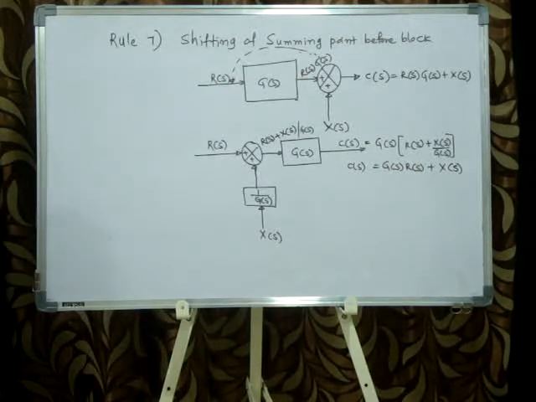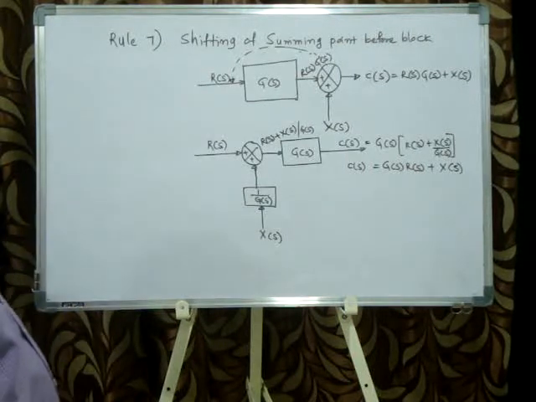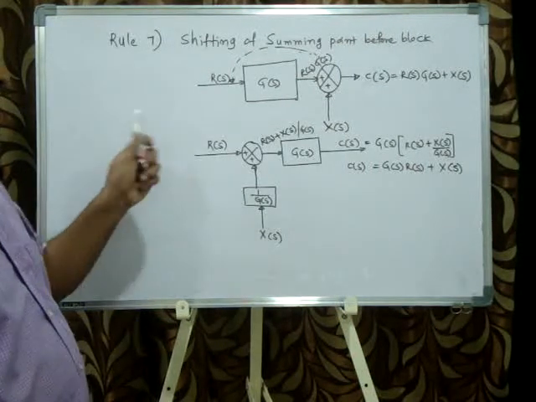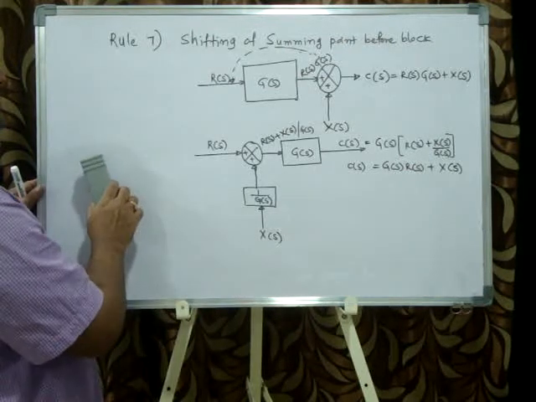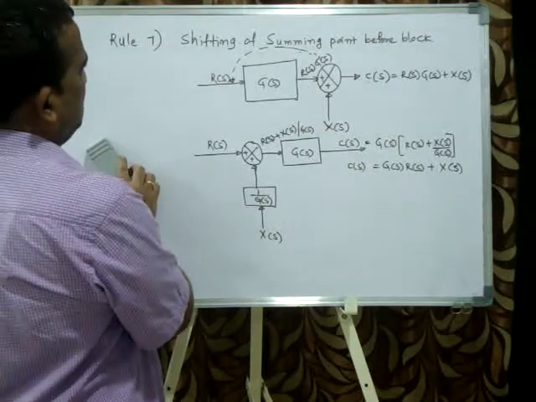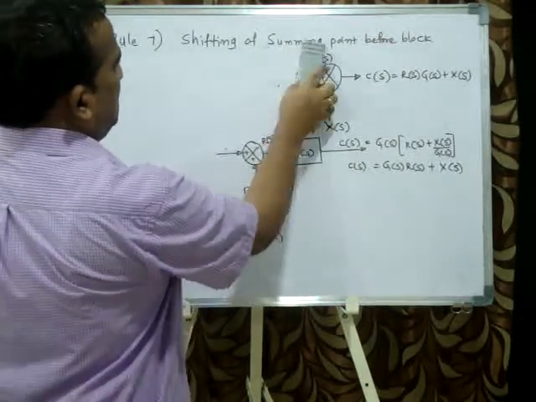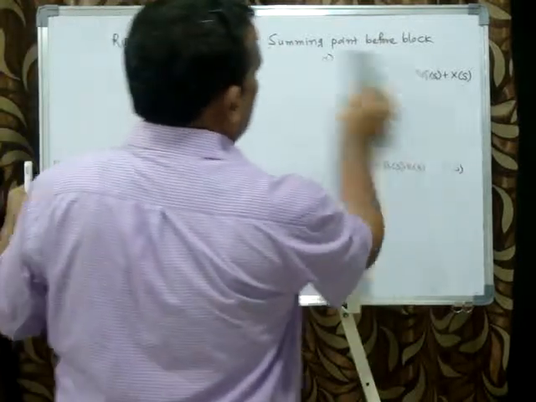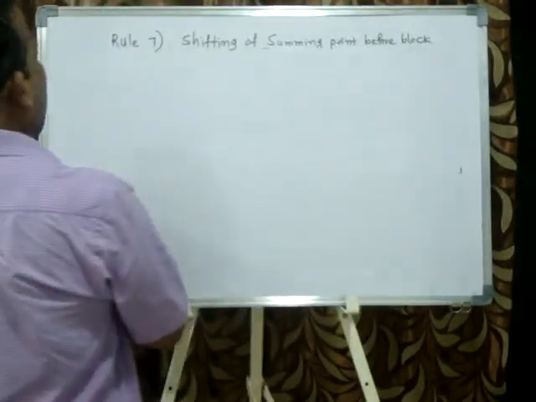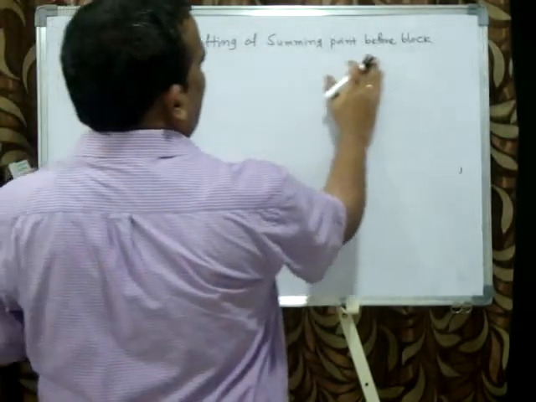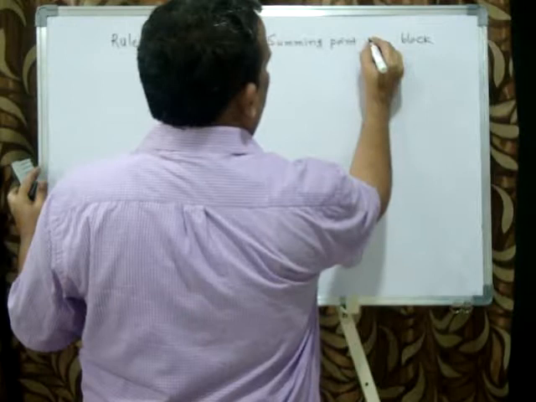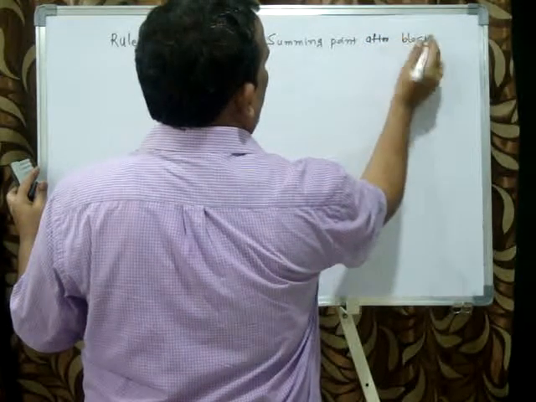Okay, so this is rule number 7. Now rule number 8: one more summing point shift. Instead of before the block, I will shift it after the block. Shifting of summing point, instead of before the block, I will take it after the block.